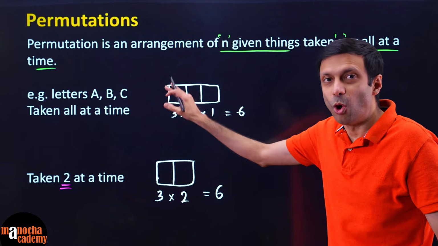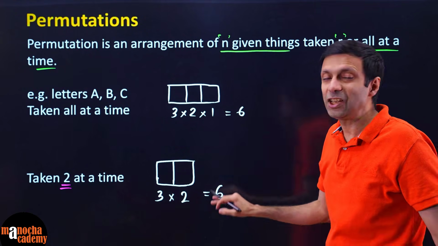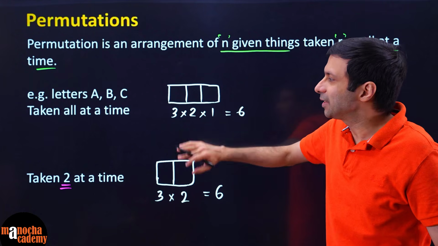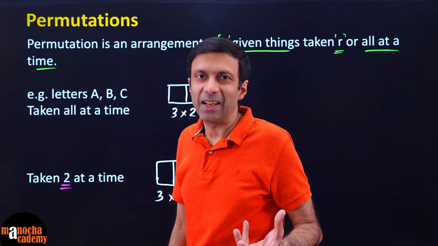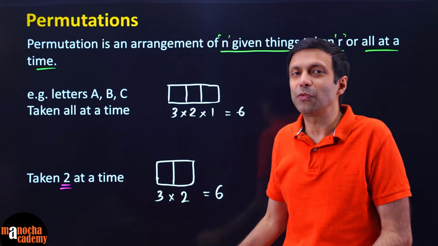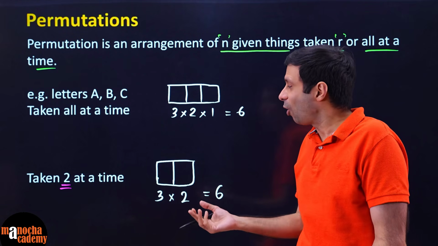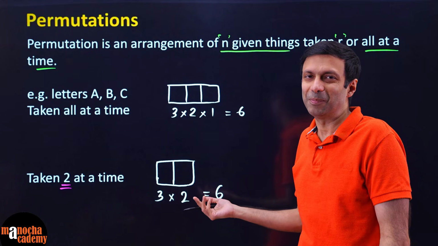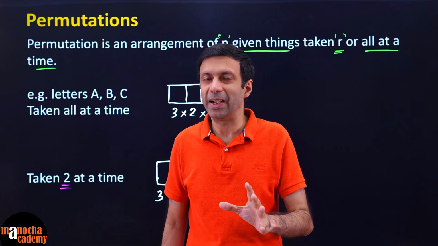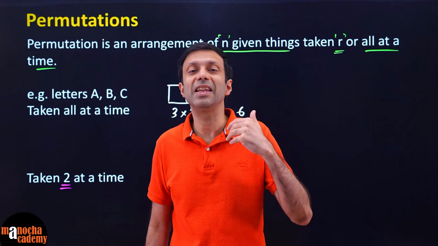Here you're taking all the letters at a time. Here you're taking 2 letters at a time. So I hope with this simple example, you're understanding the meaning of permutations of taking all your n objects or r at a time, a subset of them. One important thing to keep in mind in permutations is that order is important.